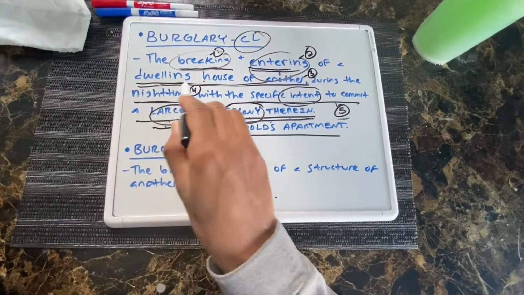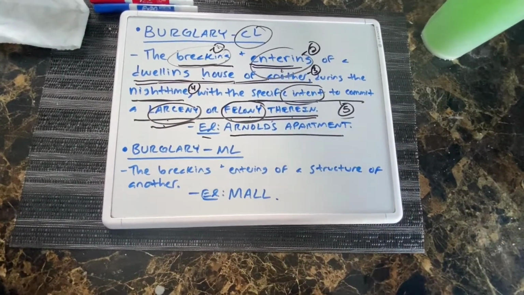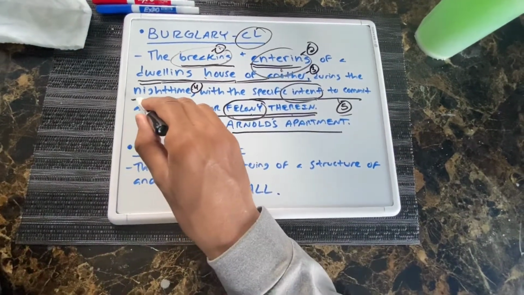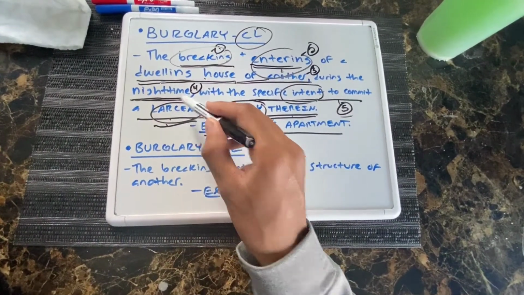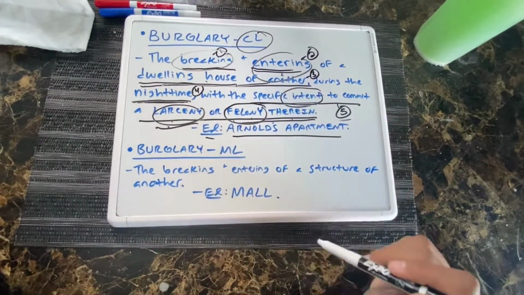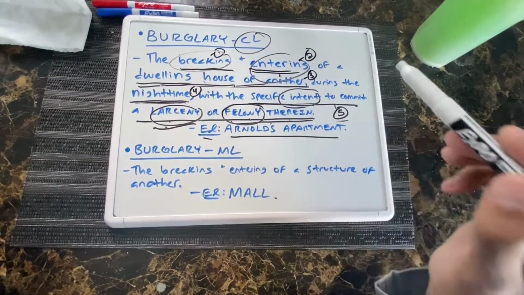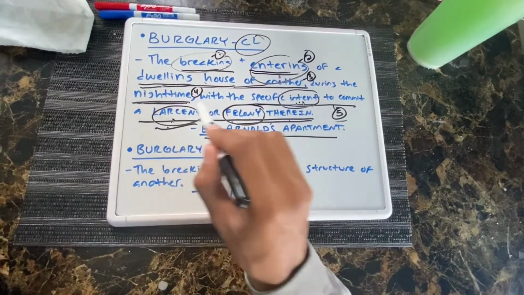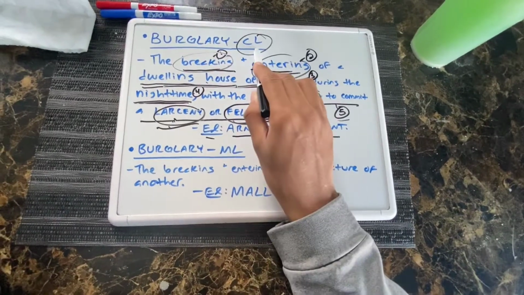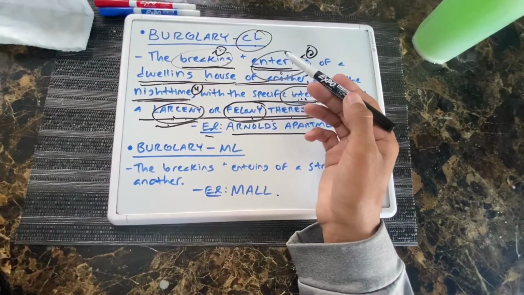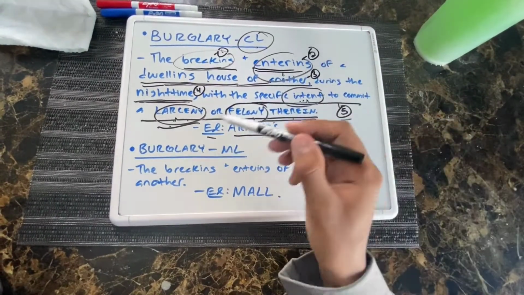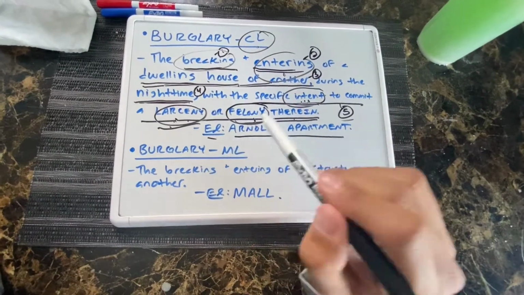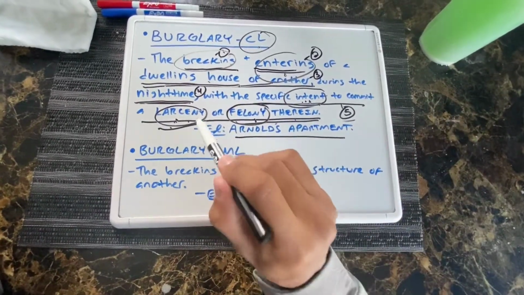We already know that it's the dwelling house of another because that is Arnold's apartment. And it's during the nighttime because Riley informed me that he's going to do it during the nighttime. And again, it's sunset to sunrise. Remember that fact. And he already had the requisite plan, the requisite intent, right? That he wanted to commit a larceny or felony therein. And remember, under the common law, a larceny was a felony. Therefore, again, he wants to steal Arnold's bodybuilding trophies. So once Riley does this act, he'll be liable for burglary under the common law.